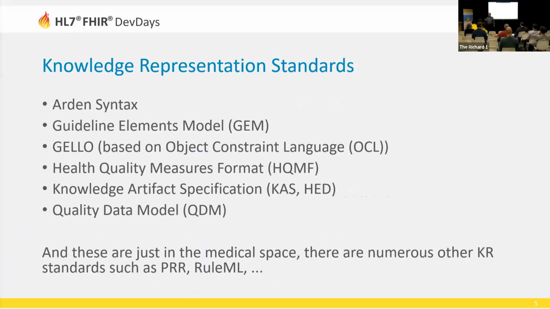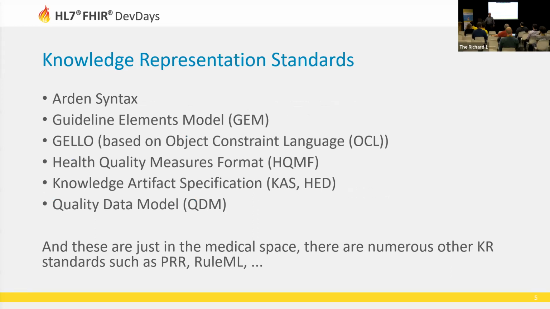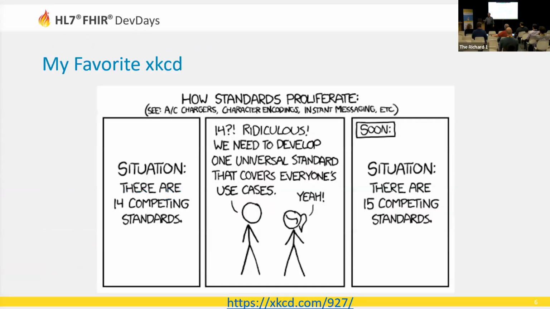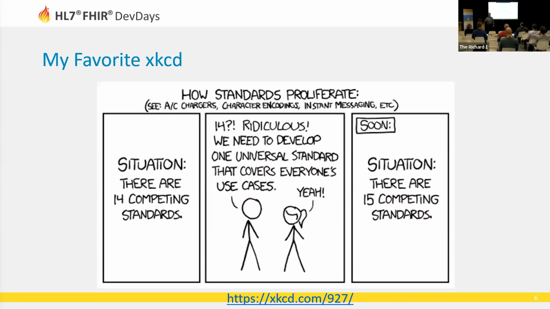So knowledge representation standards, that's really what CQL is about. If you look around when we started this almost 15 years ago now, you have things like Arden syntax, guideline elements model, Jello, HQMF, knowledge artifact specification. These are just in the medical space. There are lots of other rule formats like PRR, Rule ML. So this is my favorite XKCD, 927. I'm sure you all know it.